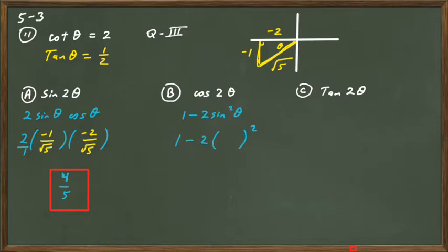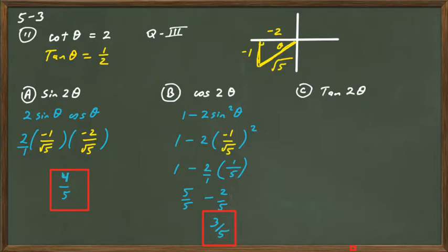Well, what is sine? Sine is opposite over hypotenuse. Now, when you square a fraction, you square the top and you square the bottom. So that becomes 1 minus 2/5, or 5/5 minus 2/5, making this 3/5.